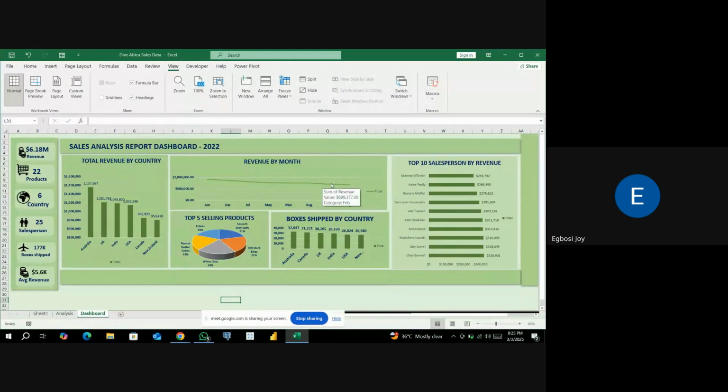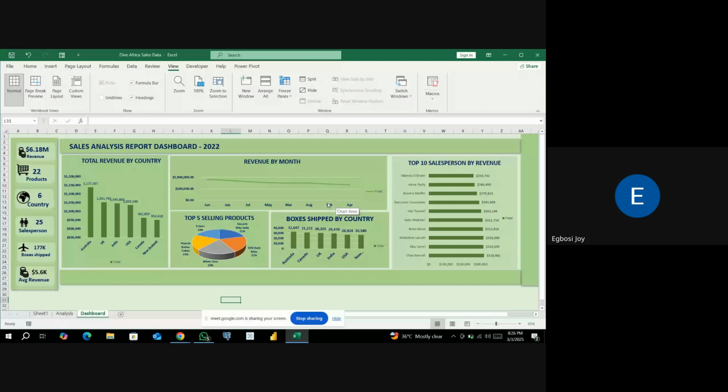From the 25 salespersons, I got the top 10 salespersons by revenue, with Charles Bonnell being the highest, and Obi Soros the next salesperson with the highest revenue. I also did analysis for revenue by month. So we have more sales in the month of January. Then the least sales is gotten by April.